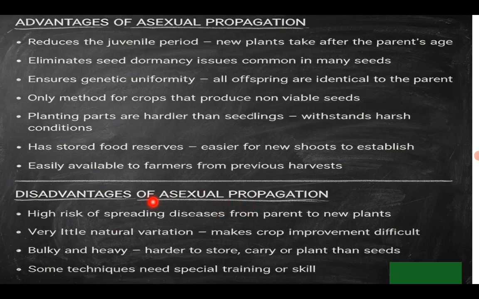The disadvantages of asexual propagation include a high risk of spreading diseases from parents to new plants. There's little natural variation, which makes crop improvement very difficult. They are bulky and heavy, harder to store, carry or plant than seeds. Some techniques need special training or skills. So these are the advantages and disadvantages of asexual propagation. Please know the advantages and disadvantages of each method. In an exam, the examiners will ask you to state those, so know all of them so that you can give any two when required.